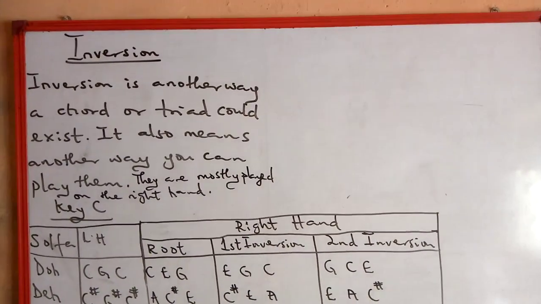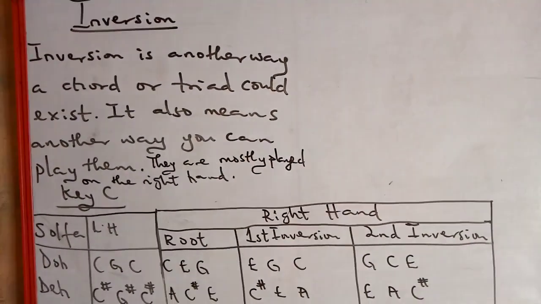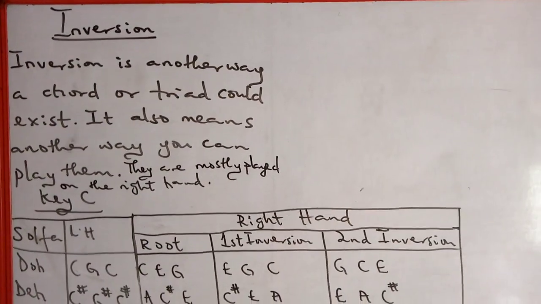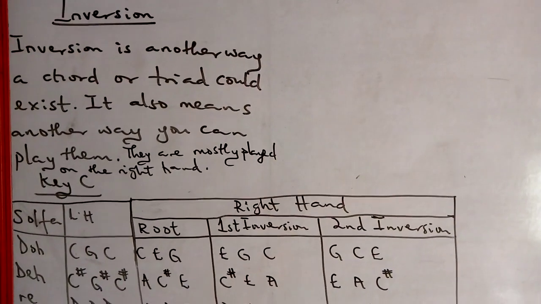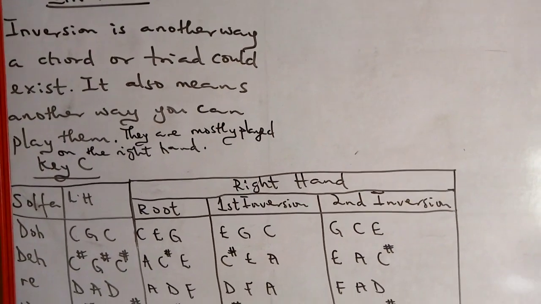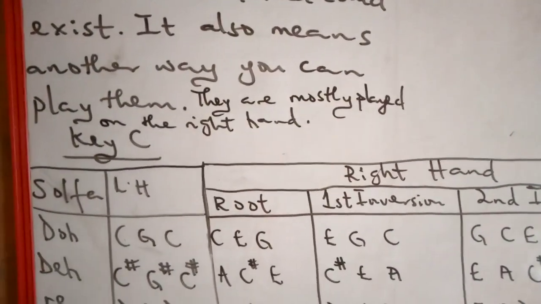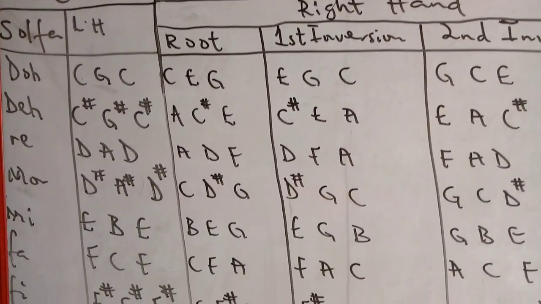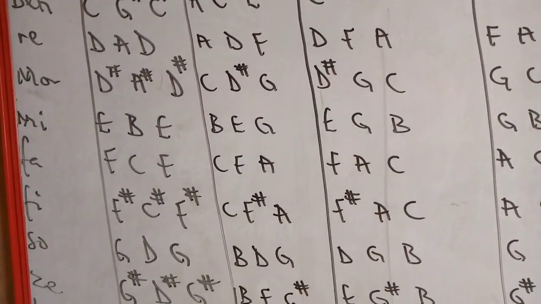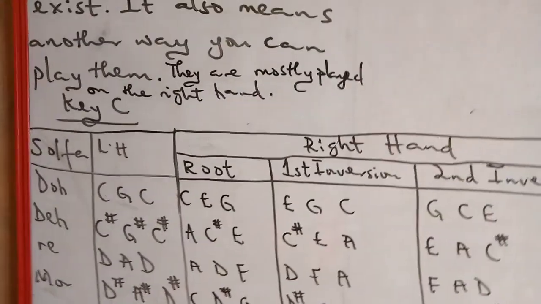So guys, inversion is another way a chord or triad could exist. Or we're talking about a way a chord or triad could be played. So that's what we mean when we talk about inversion. This is key C, and using the solfeggio pattern, we have do, de, re, me, mi, fa, fi, so, si, la, te, ti, and then coming back to do again.